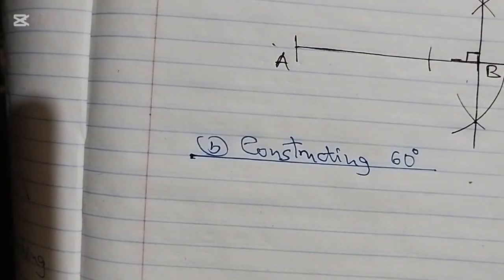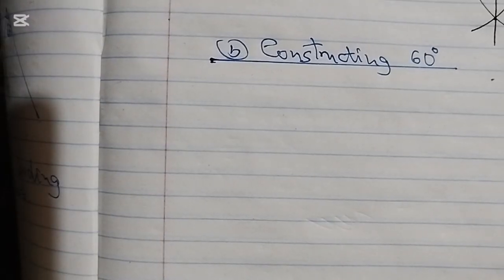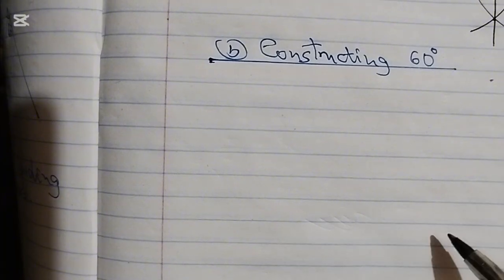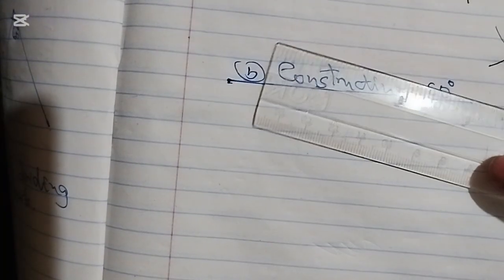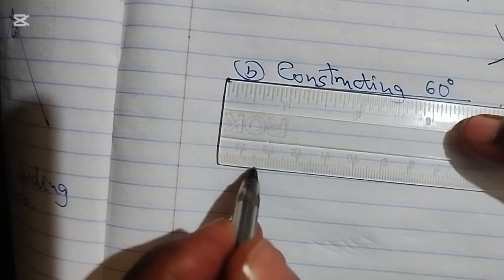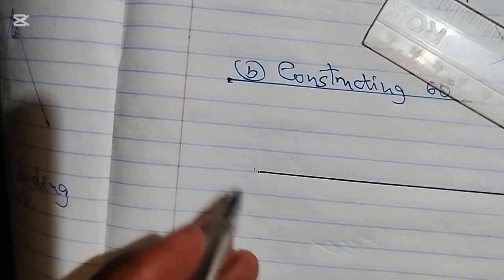It is very simple to construct 60 degrees. And this is how you will construct 60 degrees. Draw any line. Maybe I can call my line MN. Draw any line. Be very accurate when you are drawing.